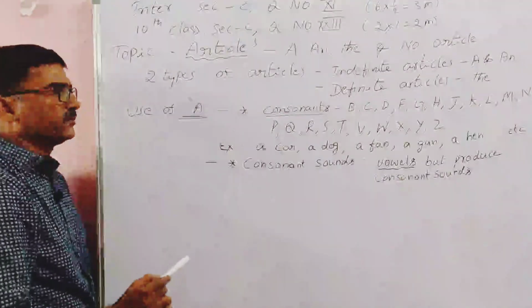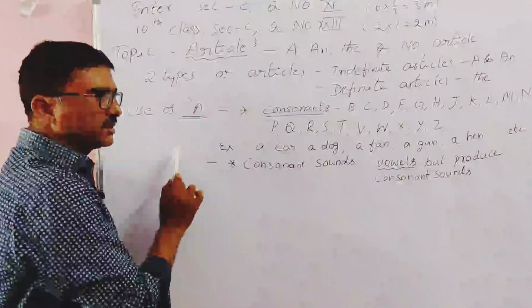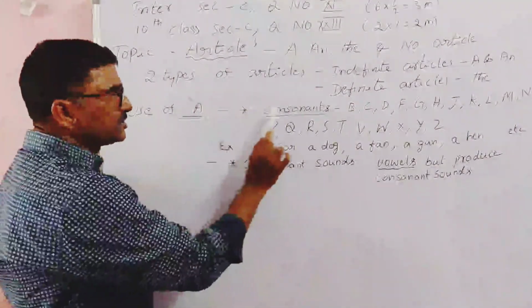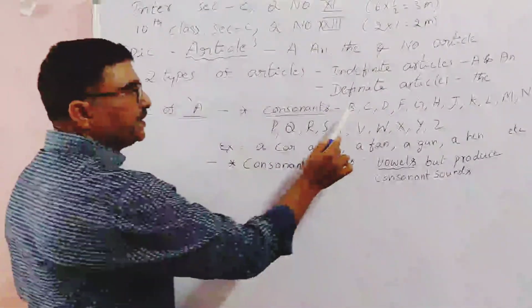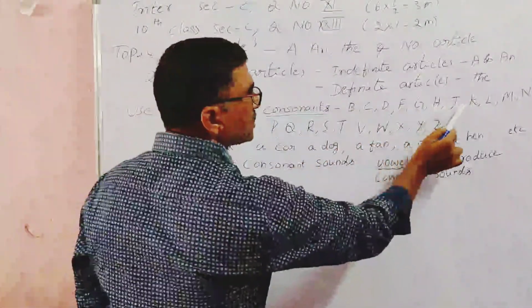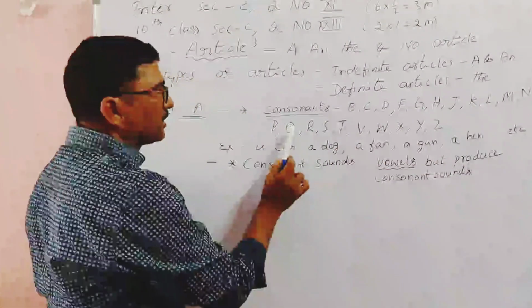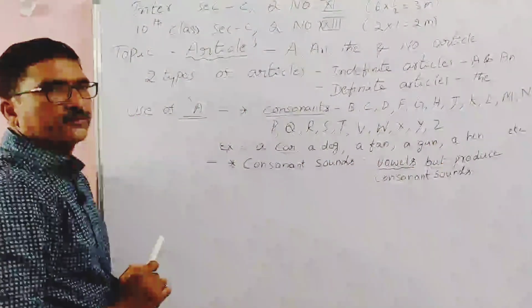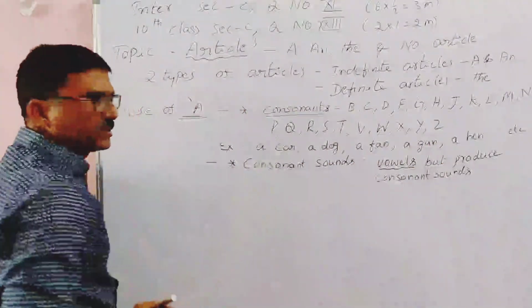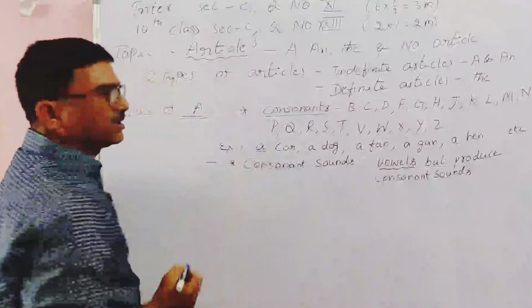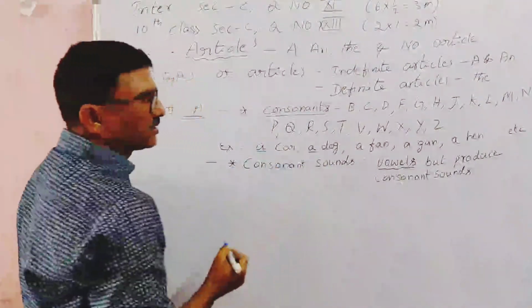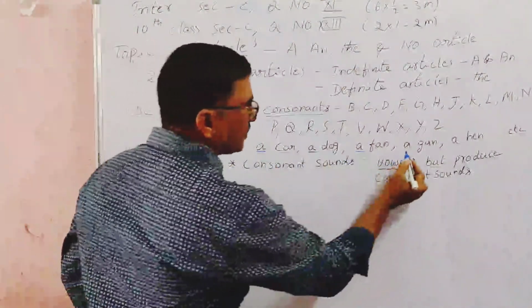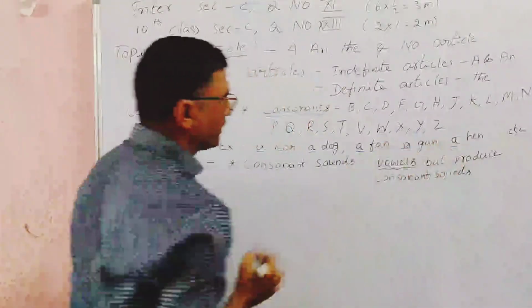One more time I will repeat for you. A is an article. A is used with consonants. B, C, D, F, G, H, J, K, L, M, N, P, Q, R, S, T, V, W, X, Y, Z are consonants. A is used with consonants: a car, a dog, a fan, a gun, a hen.